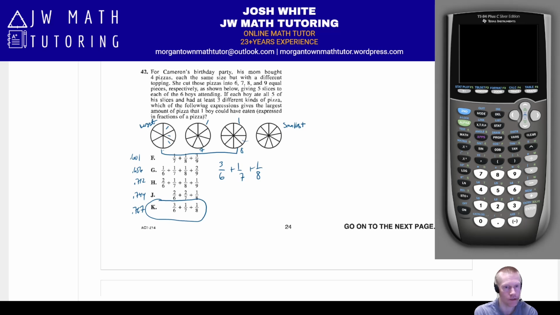So then all you need to do is just basically look and see, is this scenario possible? If you eat 3 pieces from the 6-piece pizza, 1 from the 7, 1 from the 8, is that individual eating 3 different kinds of pizza? Yes. Is that individual eating 5 total slices of pizza? Yes. Therefore, since it's the largest number and it meets both those criteria, it's going to be the correct answer.